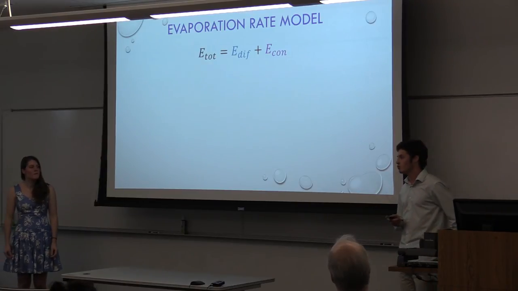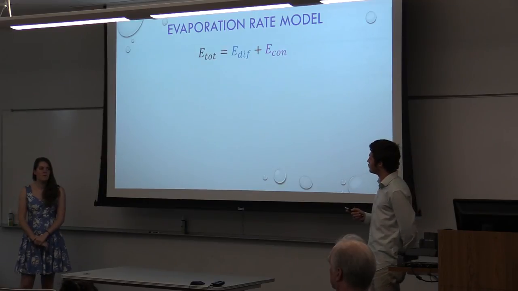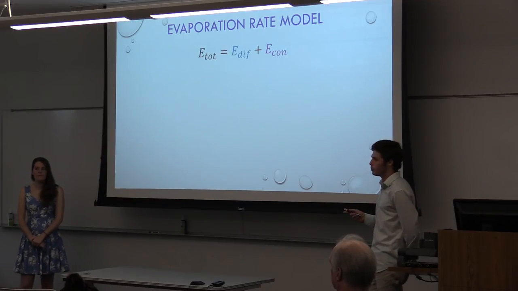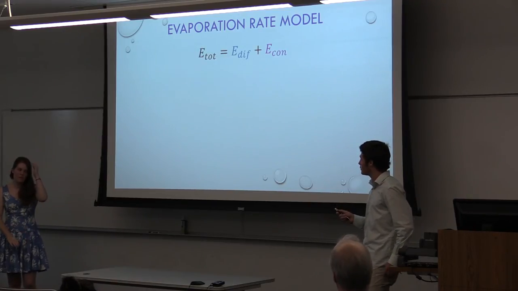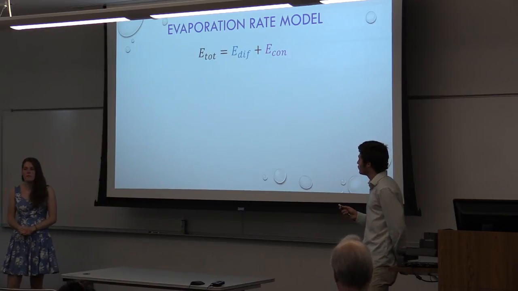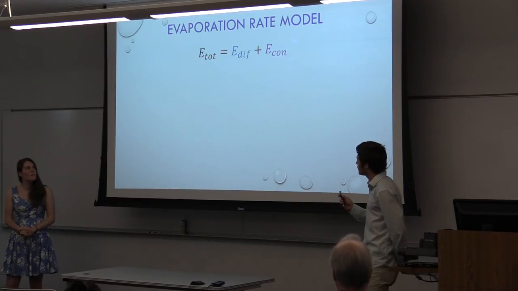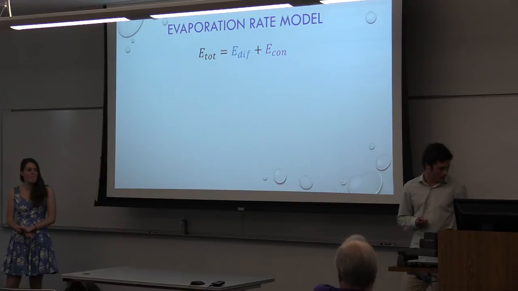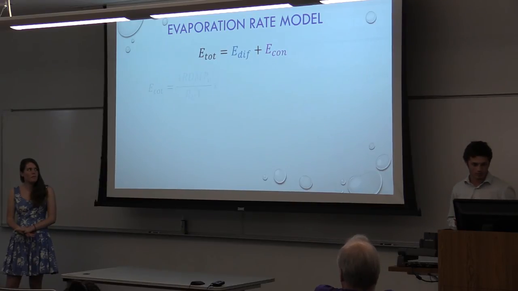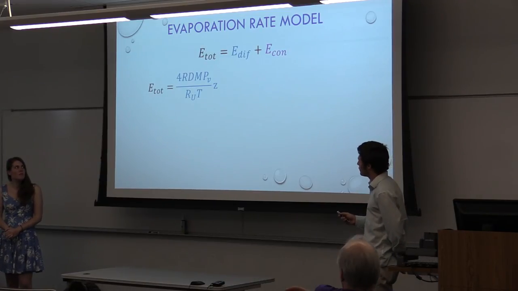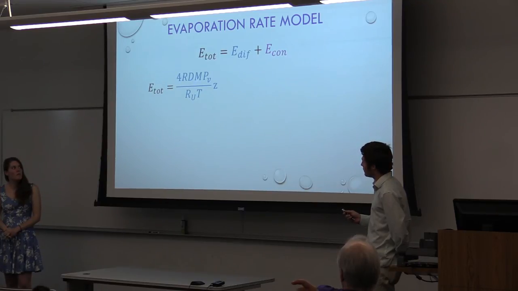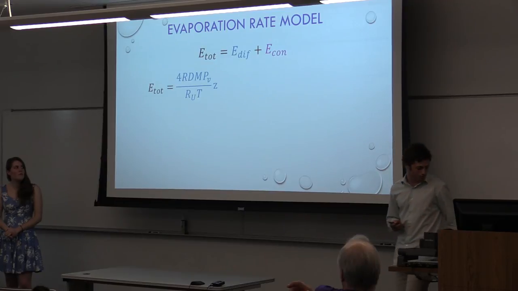So in the past, we needed a way to find out the total evaporation rate. We took a simple equation and we split it up. Based on first principles, we were able to use the equation that we know, diffusion and convection, to come up with something that we believed more resembles the evaporation rate. The equation that we've known for a while is fairly simple. We have the radius, the diffusion coefficient, the molar mass, the vapor pressure, and the counter diffusion term.